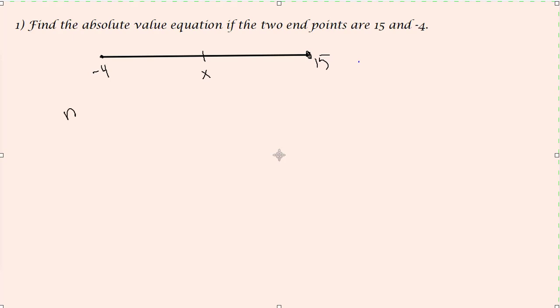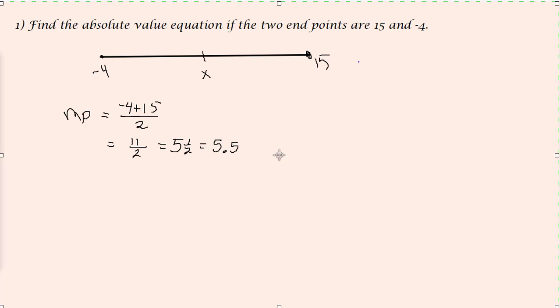And so we'll find our midpoint. We're going to add those two numbers, so negative 4 plus 15, and divide by 2. Negative 4 plus 15 gives me a positive 11 divided by 2, which another way of writing that is 5.5. So read how the problem is asking. Do they want it in decimal or fraction form?